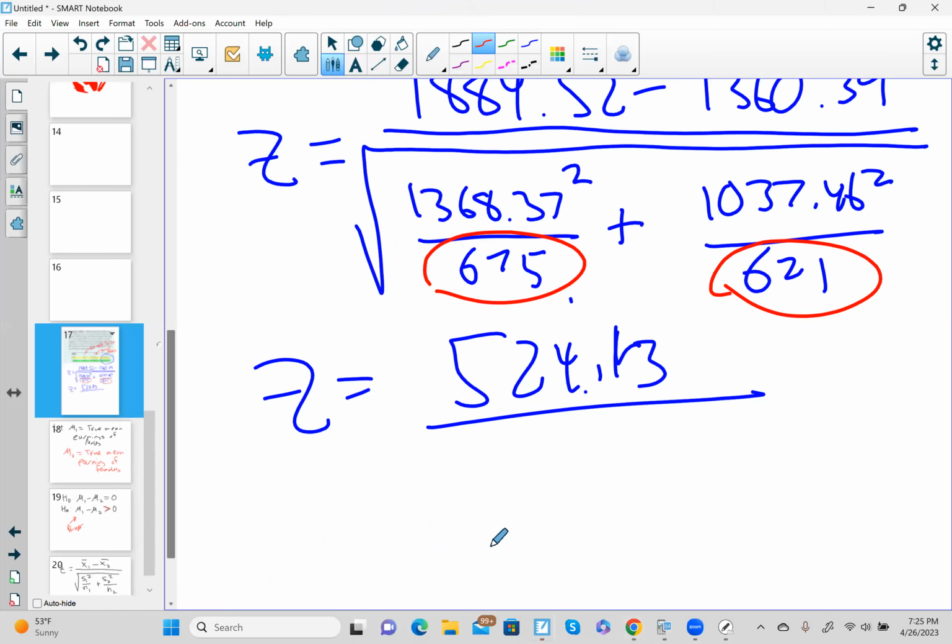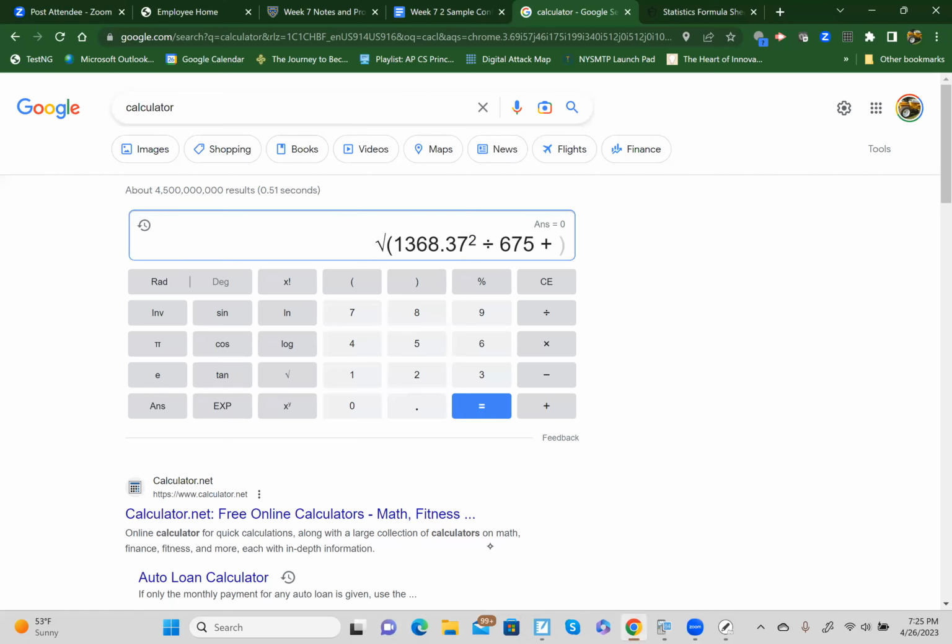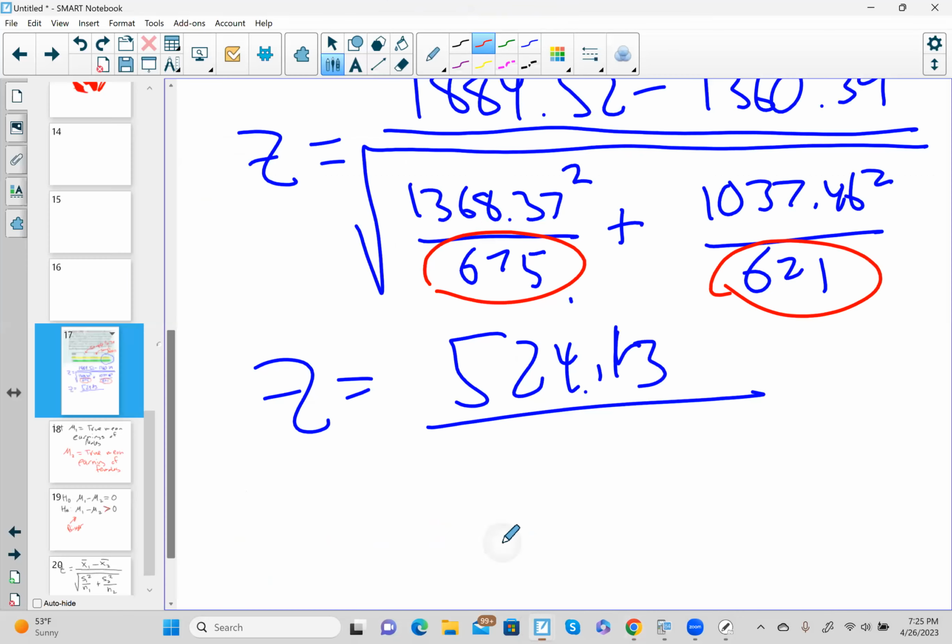What do we have again? 10037.46, x to the y, squared, divided by 621. Close parenthesis, enter, and we're getting about, what is this, 67.14. So that's our denominator, 67.14. Okay, so let's actually divide these and see what we get.